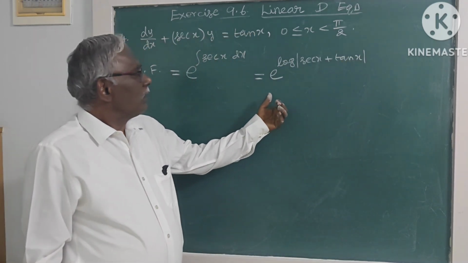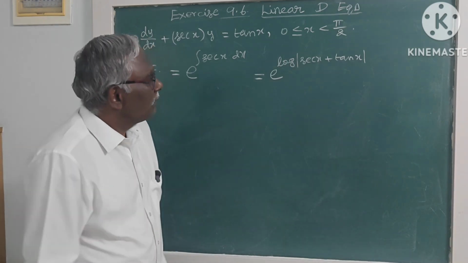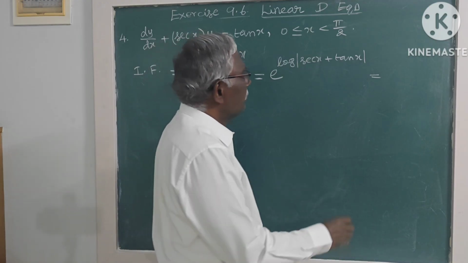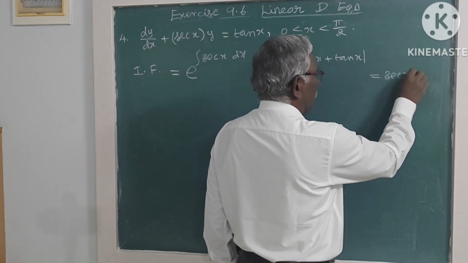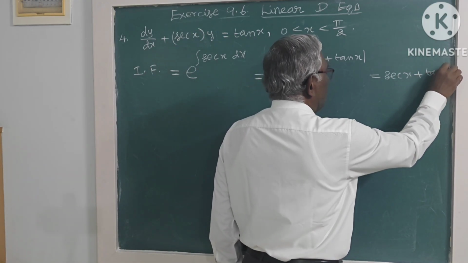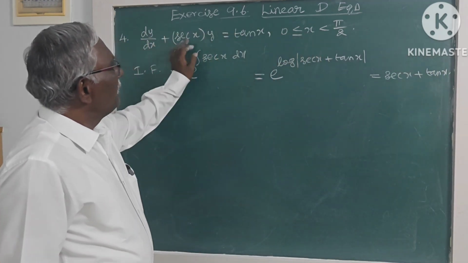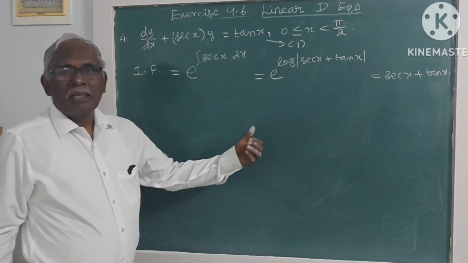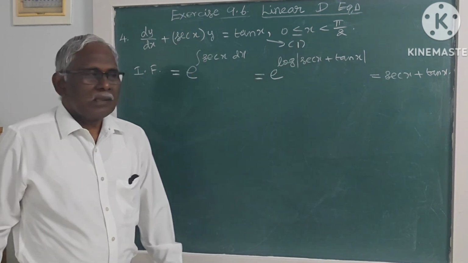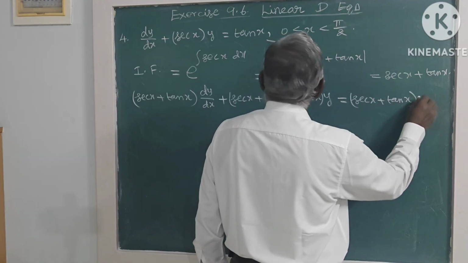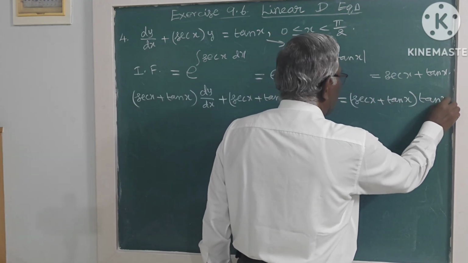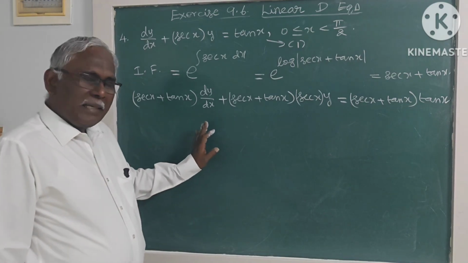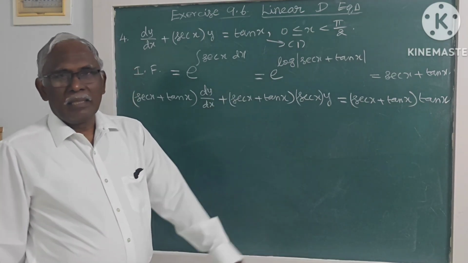Again, we know that e power log x is x only. So this is nothing but secant x plus tan x. So multiply the equation 1 by the integrating factor, secant x plus tan x, we get. Now the left hand side becomes d by dx of y into integrating factor.